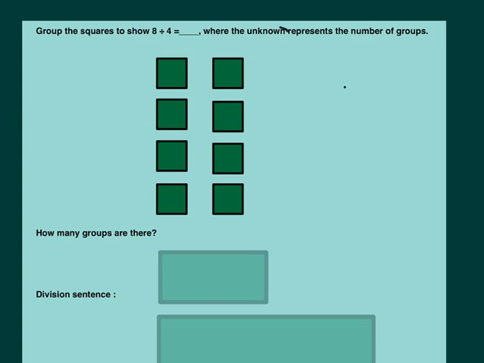You can see the word unknown in the question. What is unknown? The meaning of unknown is not known. The question says that unknown represents the number of groups.